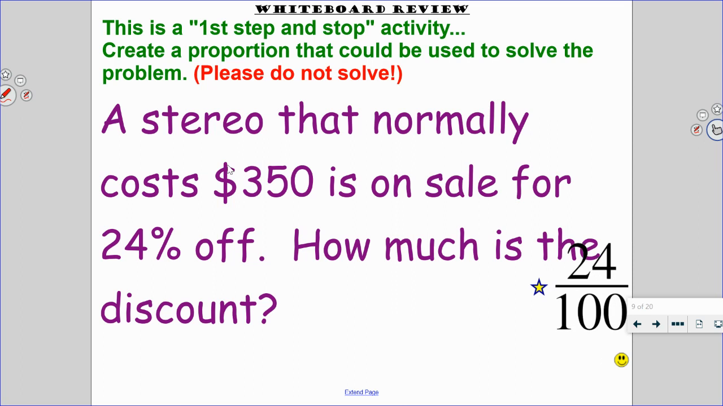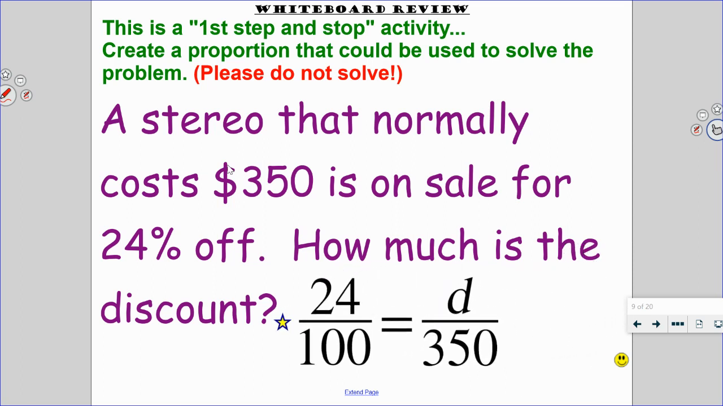So here we go with a 24% off discount. Well, that immediately tells me that 24 compares to 100. Meanwhile, if you think about this, 24% really stinking close to a quarter, but they give us the original amount of $350. What they're asking for is that discount, that piece that you can take away. Now, notice the question here does not ask how much would you owe or how much would you pay, but it asks for the discount. Okay, pause, come back when you're ready.